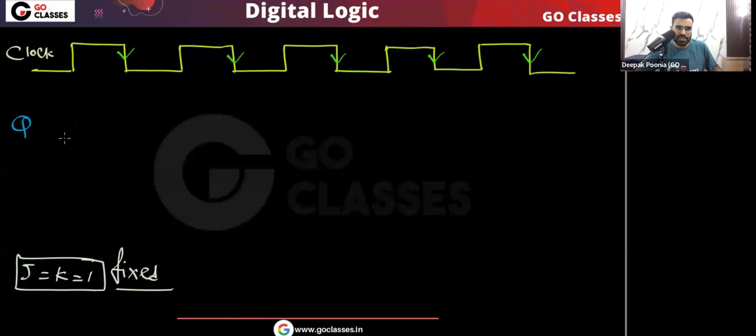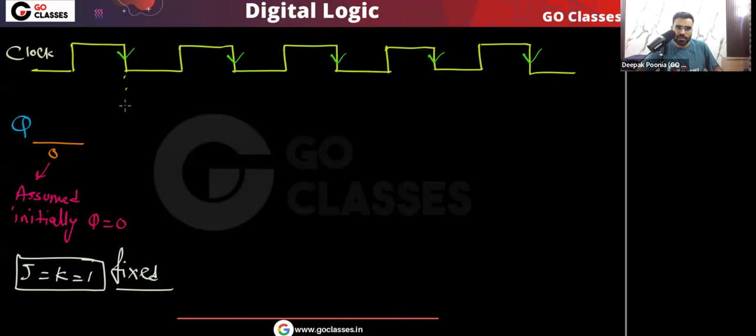Let me assume that initially the Q output was 0. This is what I am assuming. Assumed initially the Q is reset, or I can say initially Q is 0. If you want, you can assume initially Q equal to 1 also. The answer will not change, the frequency will not change. So you can do that.